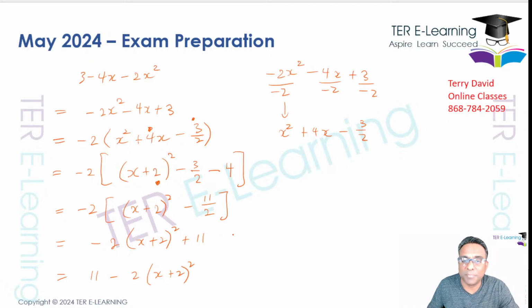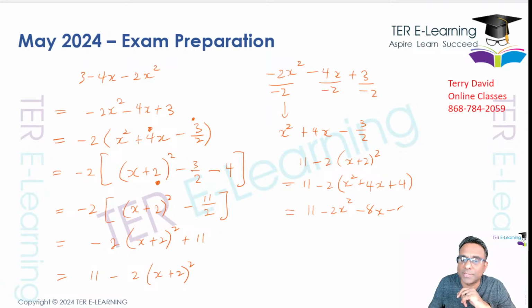Now for me, I'm kind of paranoid. I like to double check my answers sometimes. So I'm just going to expand this and make sure we get the same thing. So this is 11 minus 2 by x squared plus 4x. I'm just trying to double check my answer before I move on. 11 minus 2x squared minus 8x minus 8.